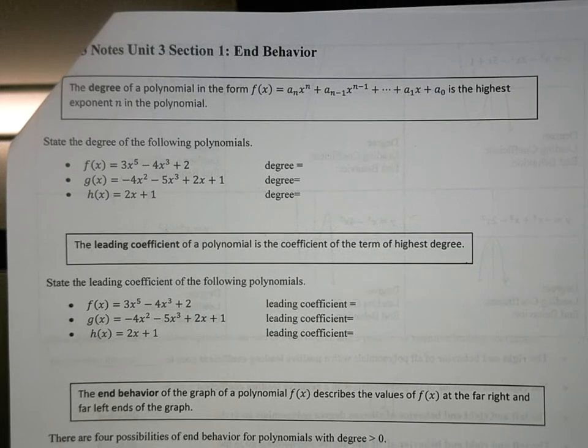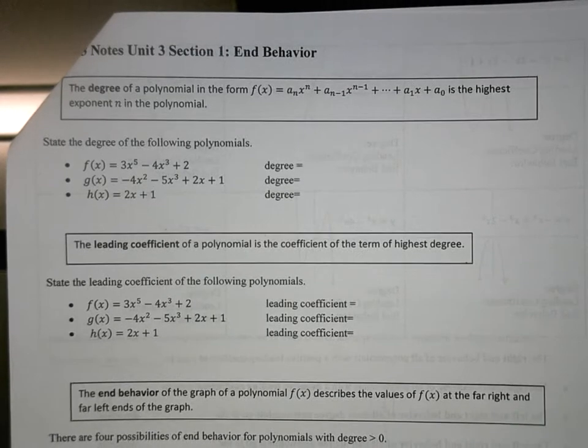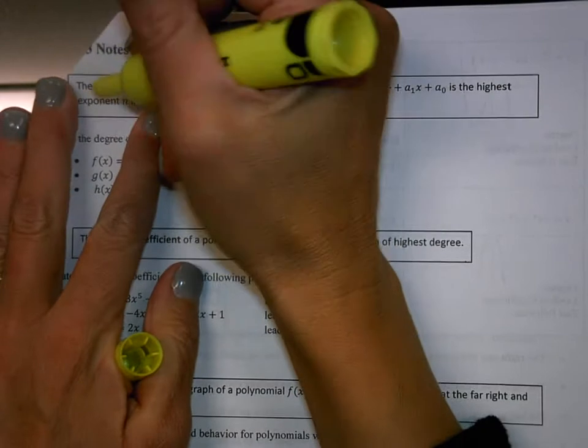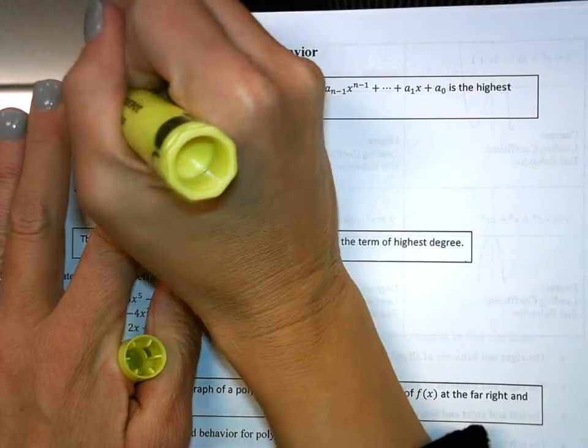Math 3, Unit 3, Section 1. Today we are talking about the end behavior of graphs. So there are lots of different graphs and functions, and we're going to talk about their end behavior and how to draw them. Okay, the first thing is the degree.